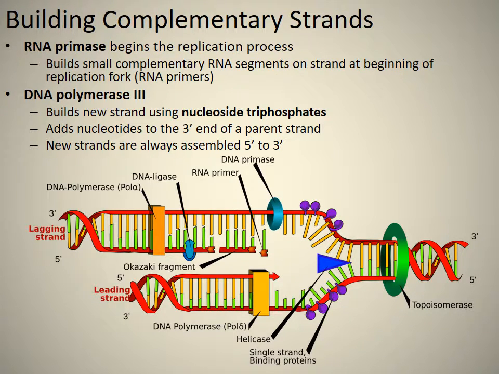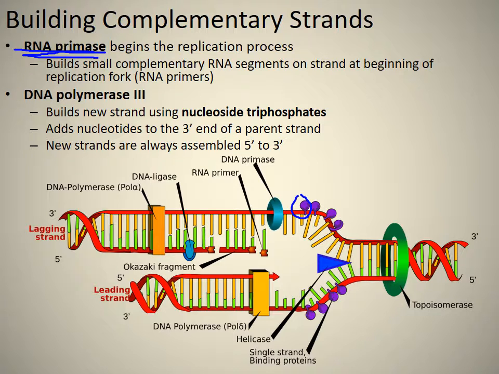So helicase unzips the molecule. Topoisomerase relieves the tension. Single-stranded binding proteins are added to the DNA to prevent it from annealing back together. Well, how do our cells start this whole process of building complementary strands? It all begins with a primer. And the enzyme responsible for building this primer is RNA primase. You might have heard it called DNA primase as well. RNA primase and DNA primase are examples of an RNA polymerase enzyme. But here, we'll call it RNA primase for now.